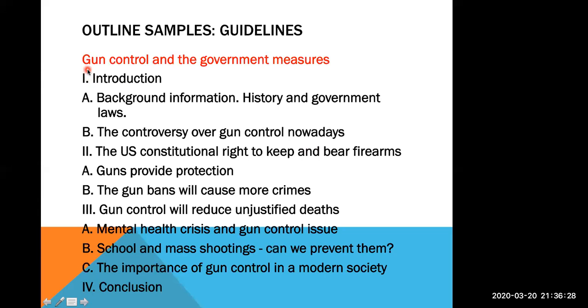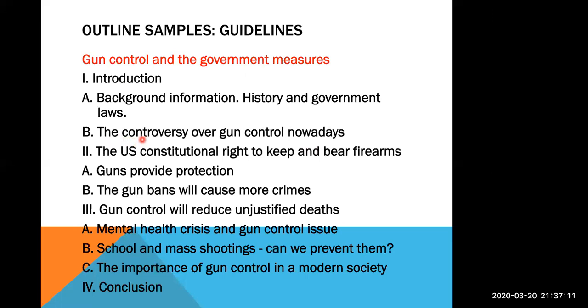The first research, let's say, is about gun control and the government measures. In this research paper, the researcher has divided his research into 4 sections, starting from the introduction and ending with the concluding section. In the major heading of his introduction, he included 2 subheadings: A, background information, history and government laws about gun control and the government measures; while in subheading B, he tries to bring the controversy over gun control nowadays.